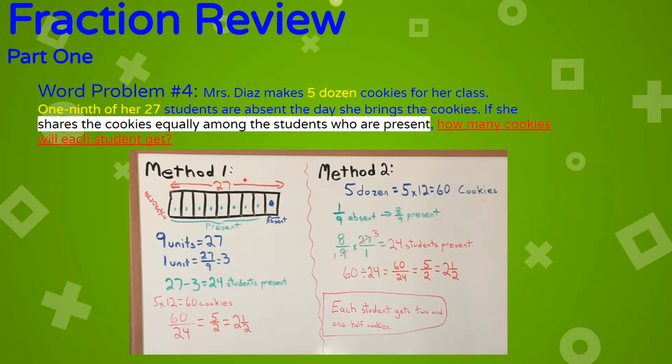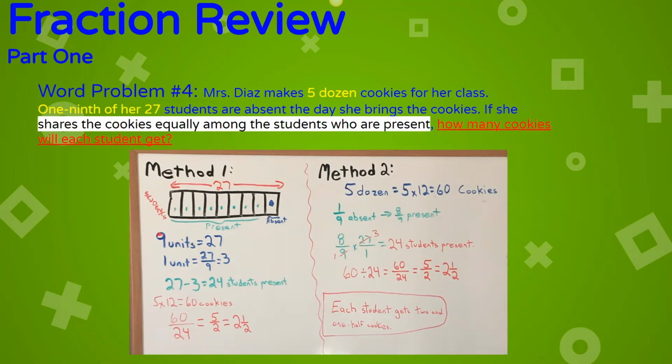Method 1, again, we can go back to our trusty tape diagram if we want. We'll make one for the whole number of students. We know that total is 27. And we know 1/9 were absent. So we want to break our tape diagram into 9 equivalent parts. 1, 2, 3, 4, 5, 6, 7, 8, 9. 1/9 was absent, which means how many were present? 8/9, right? 1, 2, 3, 4, 5, 6, 7, 8.